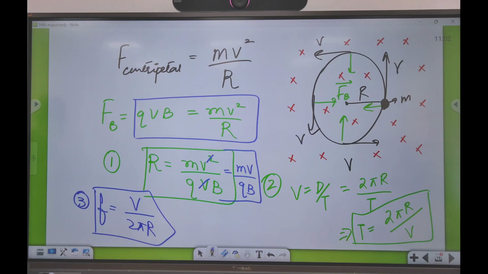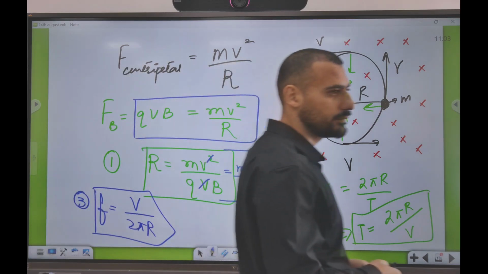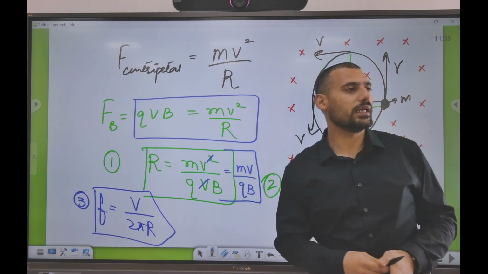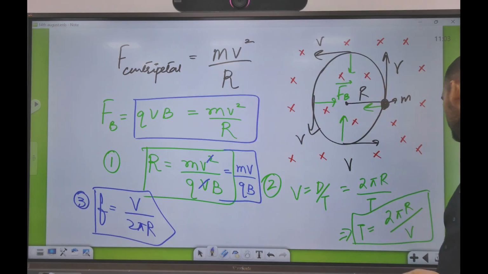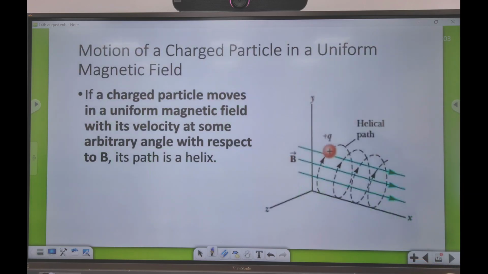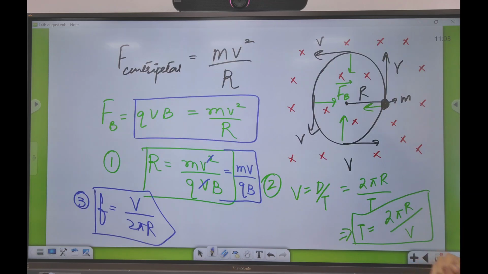Stop. Yeah. What's the color? What is what? Number 3. The frequency, the number of circles it completes in 1 second. F, yeah, small f. Hiba, write down the question. The question, yeah. This is different.